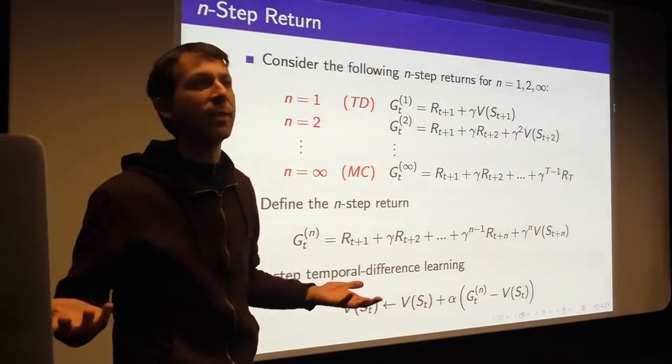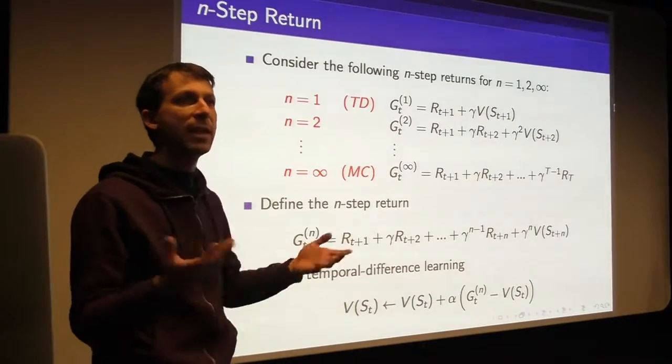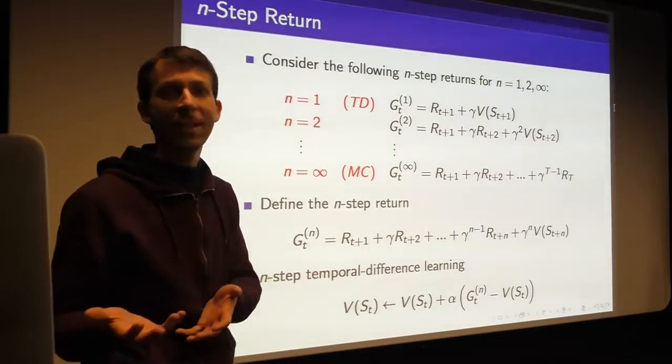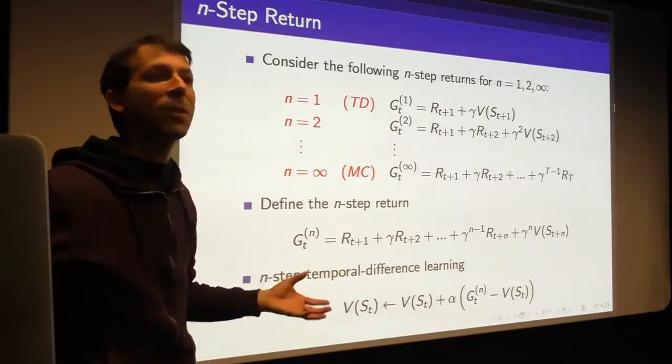So which n is the best? That's the natural question. Should we be using n equals 0, which was TD 0? Should we be using n equals infinity? Should we be using n equals 17? What's the right thing to do?